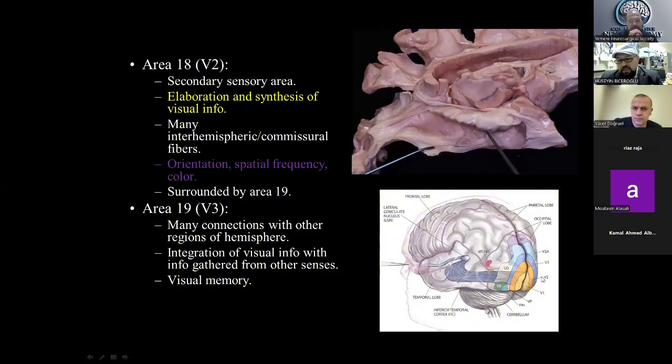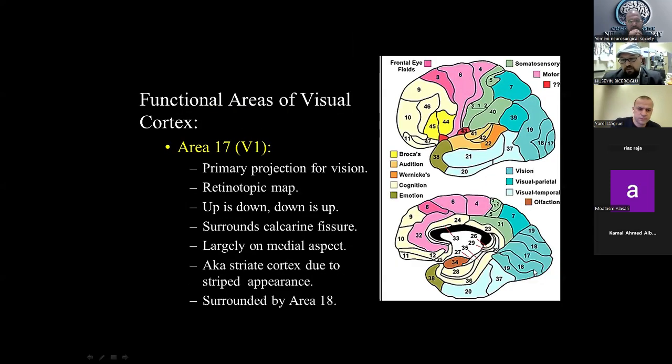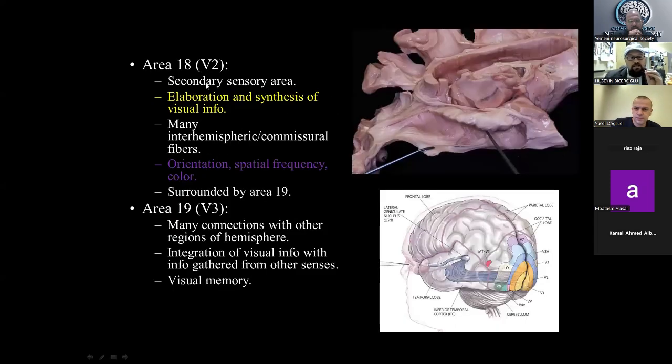Area 18 is here, more prominent in the middle part. It's a secondary sensory area, responsible for elaboration and synthesis of visual information. It has many interhemispheric and commissural fibers. I will show the dissections, but just to show the corpus callosum and the other fiber systems going to the 18th area, these are the connections. It is responsible for orientation, spatial frequency, and color.